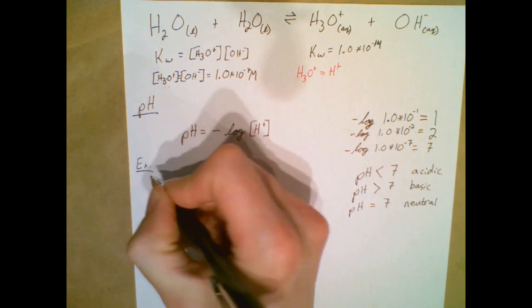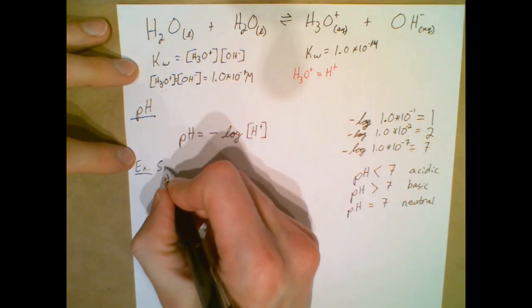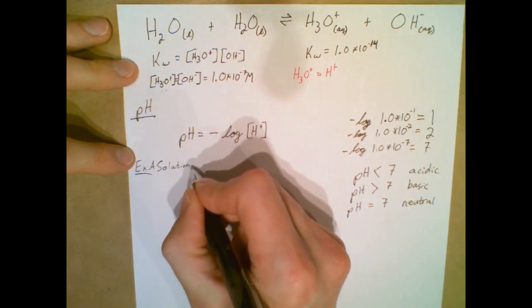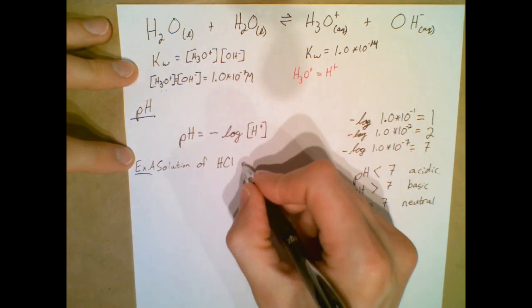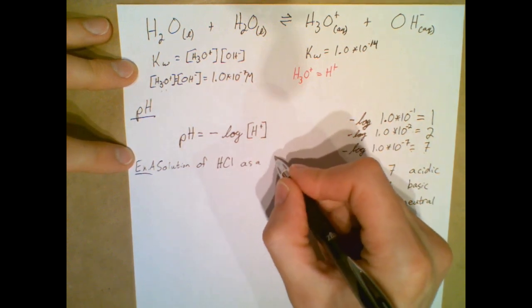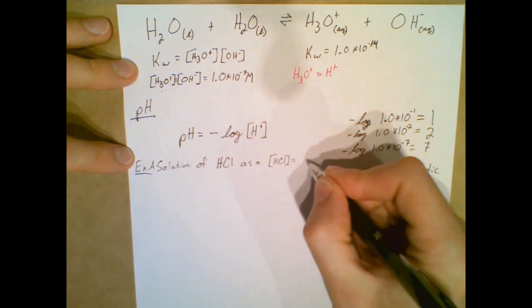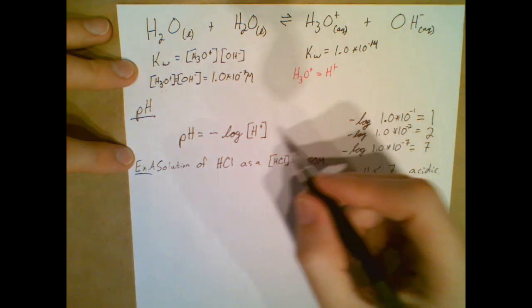Here's what we're going to do. We're going to do an example. We're going to have a solution of HCl, or hydrochloric acid, that has a concentration of HCl equal to 0.50 molarity. What is the pH?